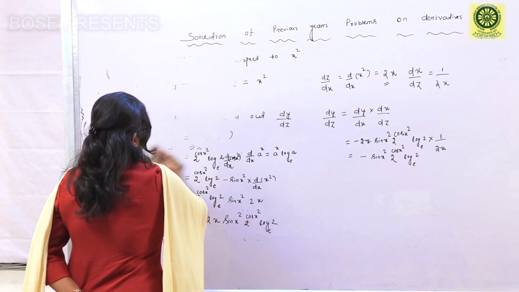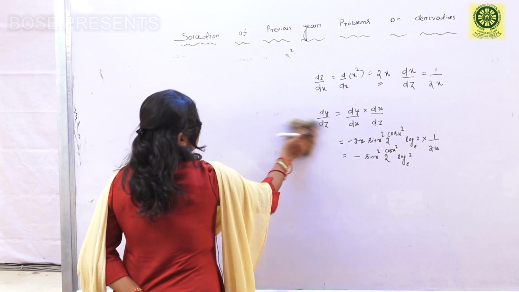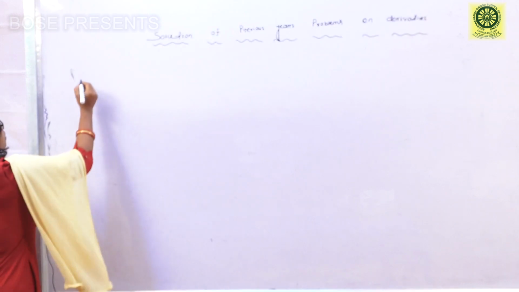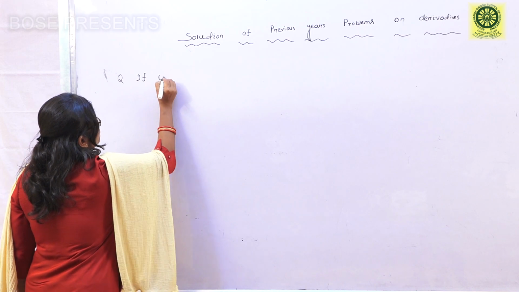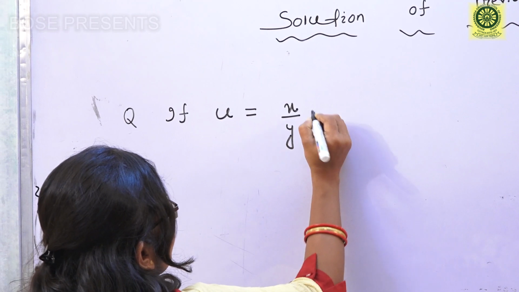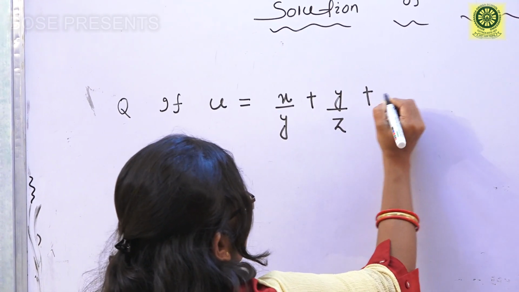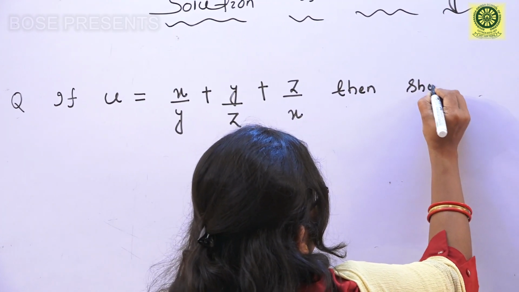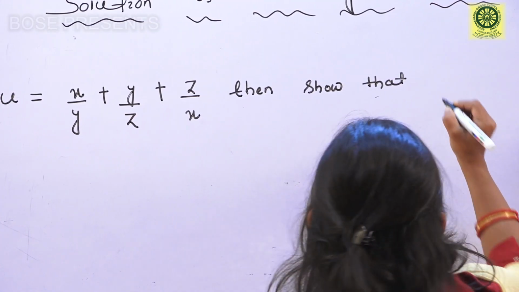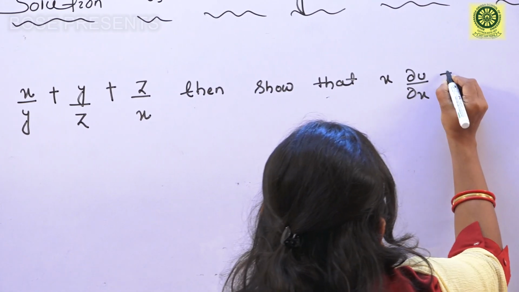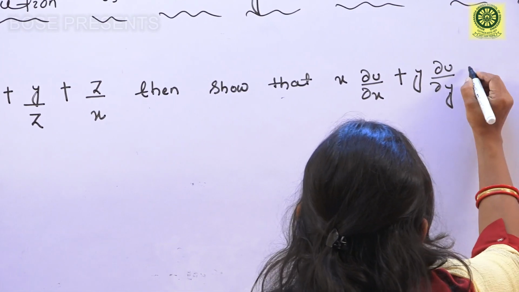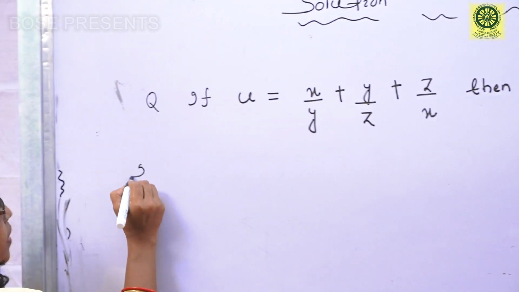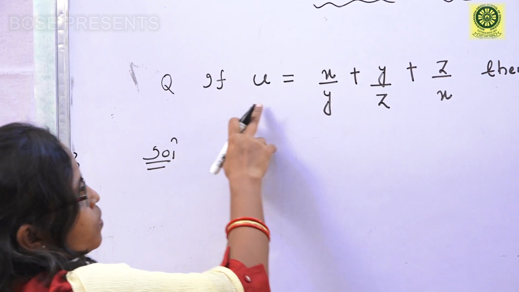Next, we solve another question, that is: if u equals x by y plus y by z plus z by x, then show that x del u by del x plus y del u by del y plus z del u by del z is equal to 0. Okay, let's see.